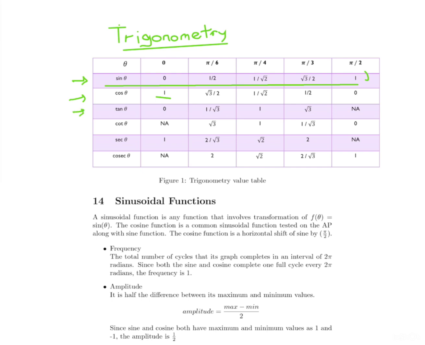And once you're done with these three values, the next three of them are just reciprocals of the respective values. For example, if I were to find cot of pi over 3, then I know tan of pi over 3 is root 3, and the reciprocal of root 3 is 1 over root 3. So cot of pi by 3 would be 1 over root 3. And that way you can memorize the entire table. I hope that was useful, and now let's move ahead.